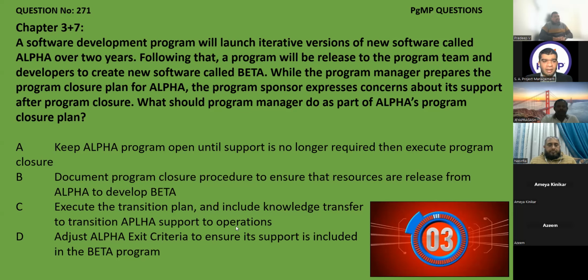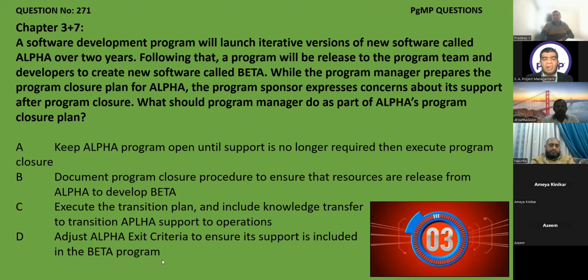Option D: adjust alpha exit criteria to ensure its support is included in the beta program. Mr. Pradeep, why D? Whenever we are closing a program, we need to make sure exit criteria is met. Keep in mind the very important word, criteria. Whenever you say that you have to prove to somebody that your benefits have been achieved, you have to prove how the program was successful. The best line would be that the program was successful because it delivered the benefit realization criteria, the standard that was set for that.